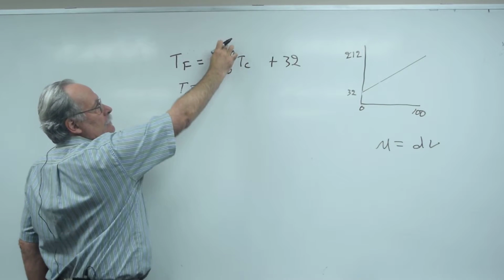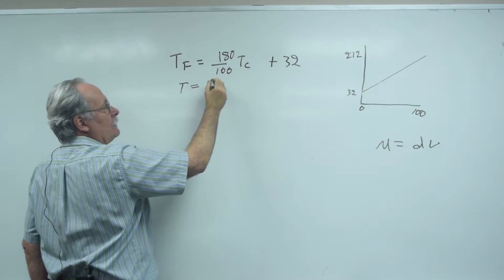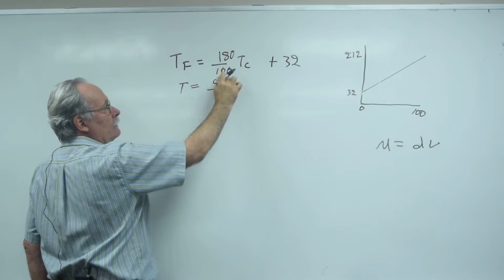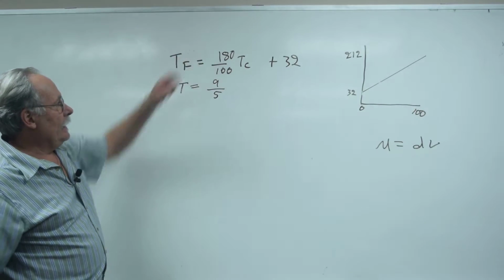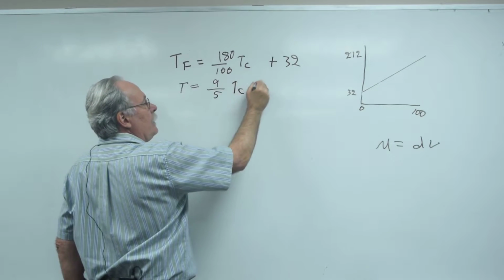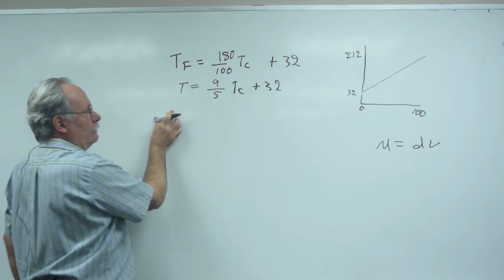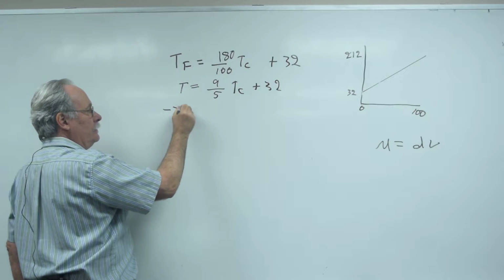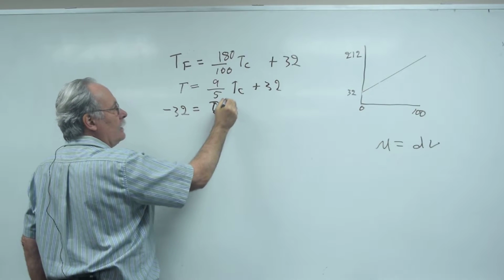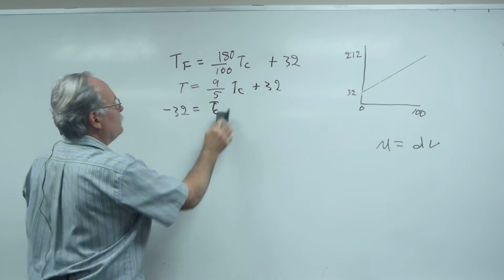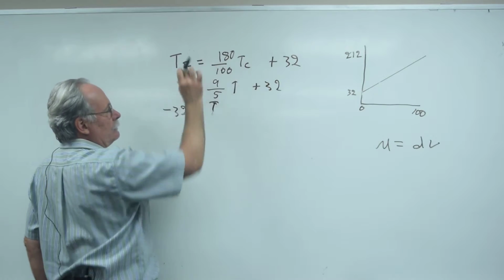So now I'm going to simplify my math here and divide these both by 20. So 180 divided by 20 is 9, and 100 divided by 20 is 5. So 9/5 is the same ratio as 180 over 100, TC plus 32. Now, this is the larger number, so I'm going to bring the 32 over here, and I have a minus 32 is equal to, now I have TC. Actually, I don't need the C here because I'm calling this the same temperature. At what temperature does TC equal TF?